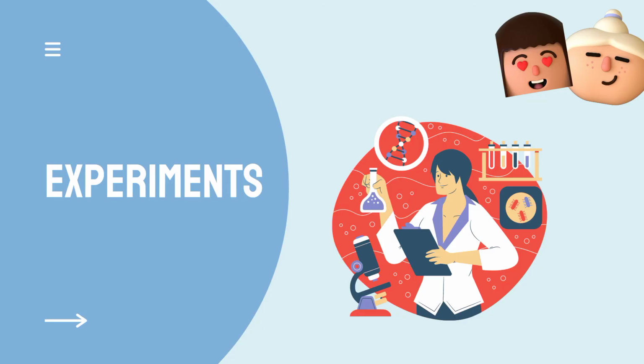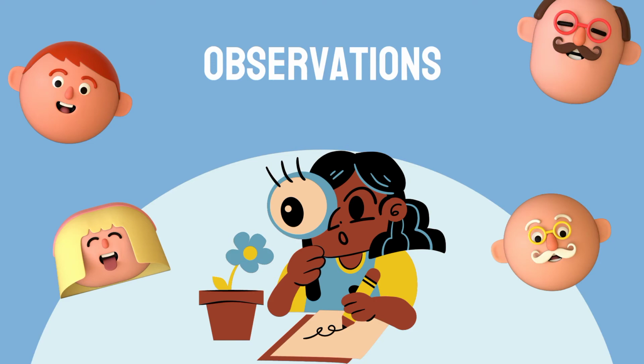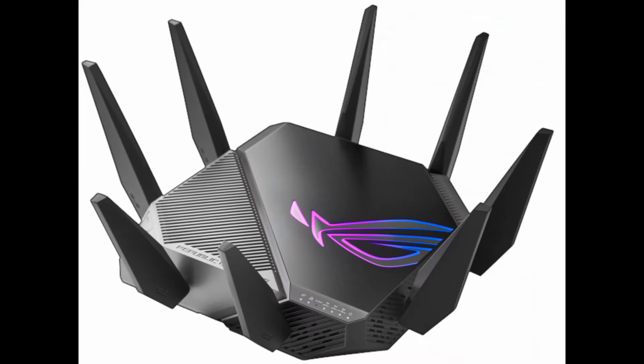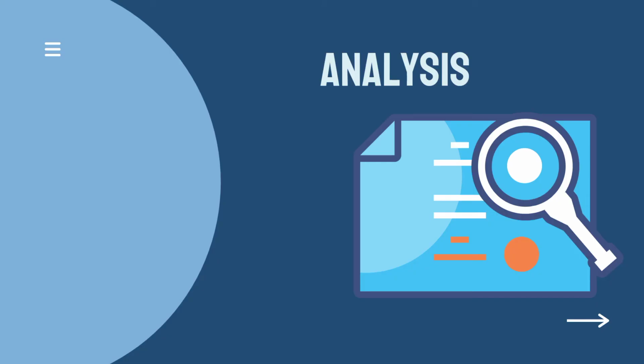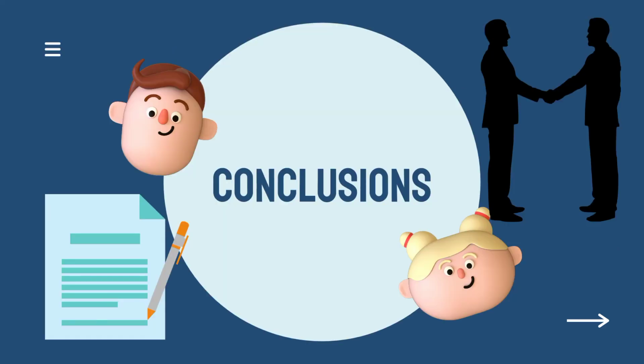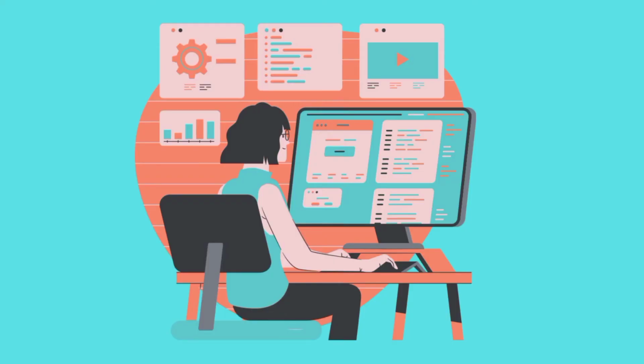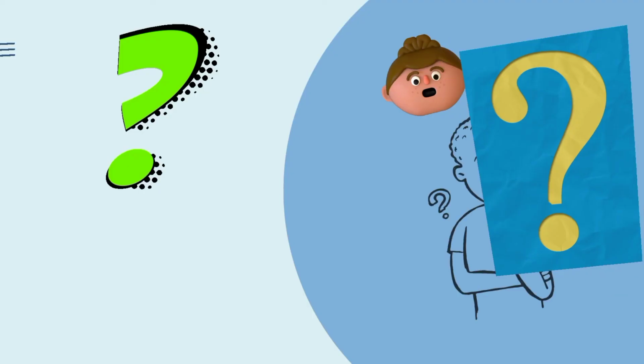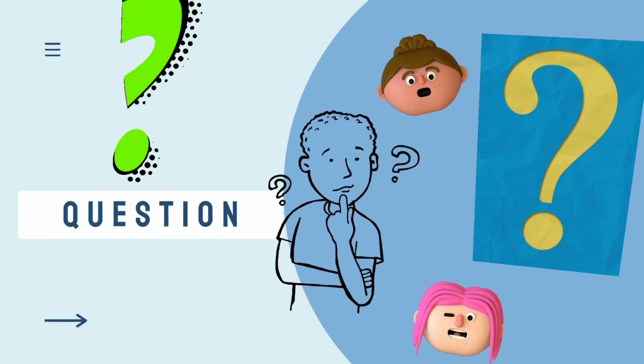My experiment was to check both cords and the router. My observation was that both cords were plugged in and that the router was off. I analyzed the evidence and my conclusion was that I couldn't connect to the internet because my router was off. Are you seeing a pattern here? Once I came up with one conclusion, it left me with another question that I needed to answer.